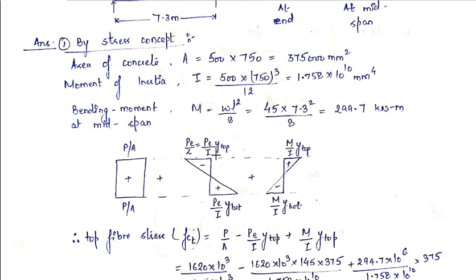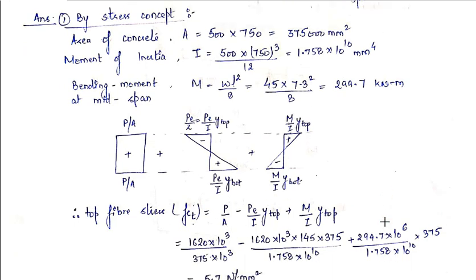Now if you look at the topmost fiber, the total stress is P upon A minus PE upon I into Y top plus M by I into Y top. So add all these stresses. Now we know the values. The value of P is 1620 into 10 to the power 3, because 1620 is in kilonewtons, so we are converting it into newtons.